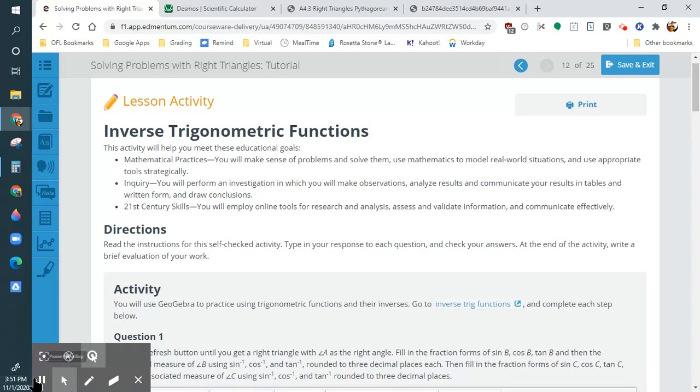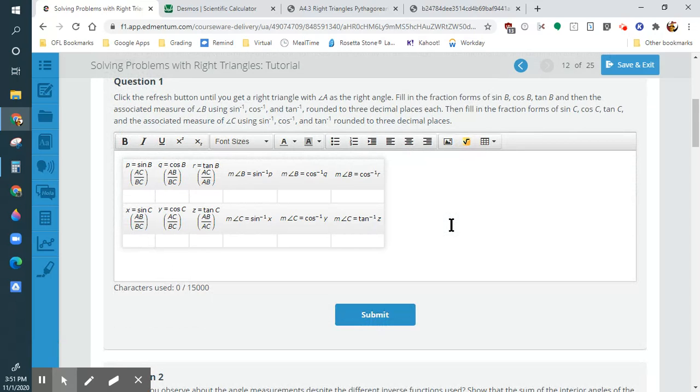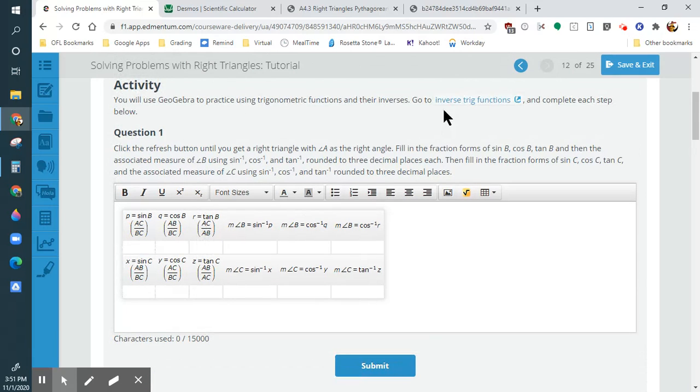I'm going to pause it while it's loading. Sad part is the pause only took like a second. All right, so now we're going to look at this.